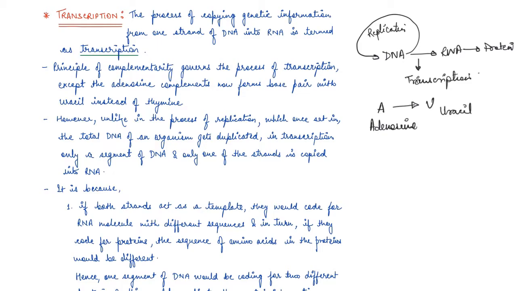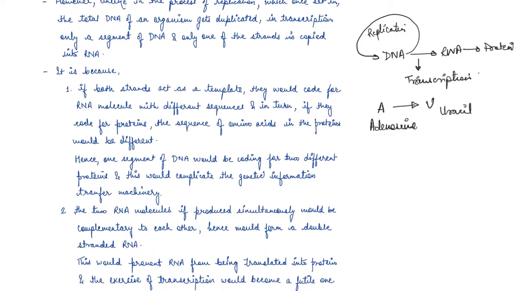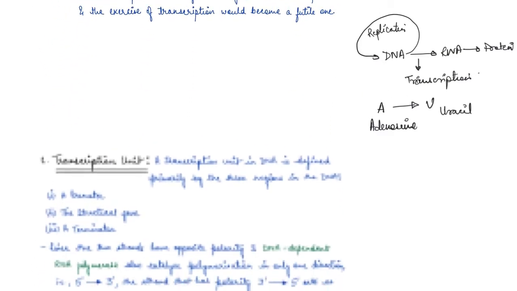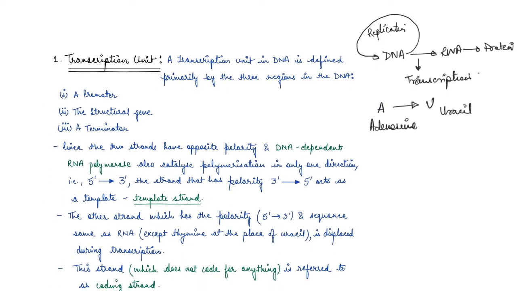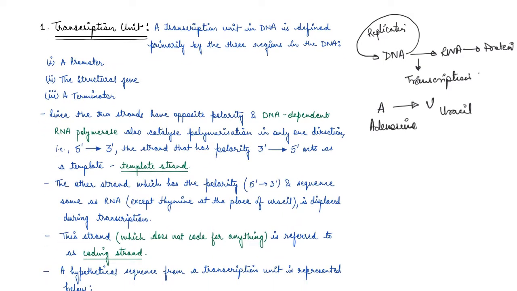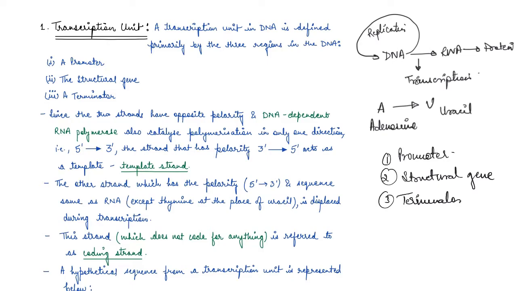So now let's move on to the transcriptional unit. A transcriptional unit of DNA is basically defined by three regions of DNA. The first one is the promoter region. The second one is the structural gene. And the third one is the terminator region.